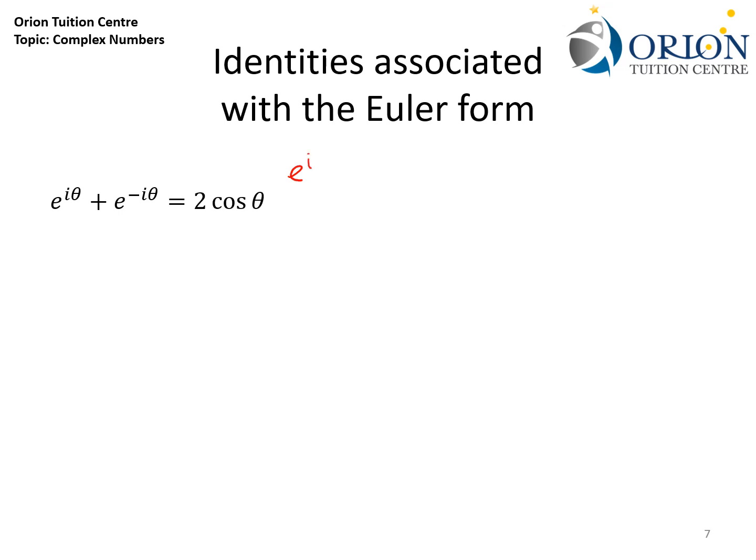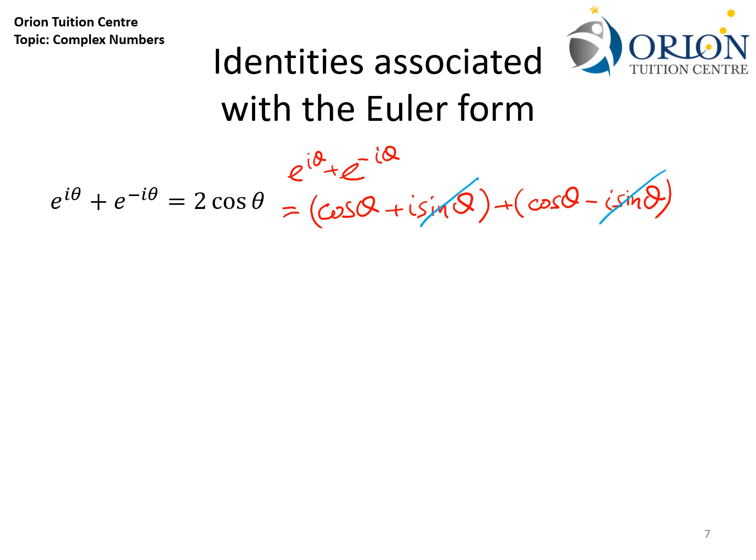So e^(i theta) plus e^(-i theta) can be written as cosine theta plus i sine theta for the first Euler term plus cosine theta minus i sine theta for the second Euler term. The sine terms will cancel out nicely for us, and thus we are left with 2 cosine theta. Likewise, e to the power of i theta minus e to the power of negative i theta can be shown to be equal to 2i sine theta.